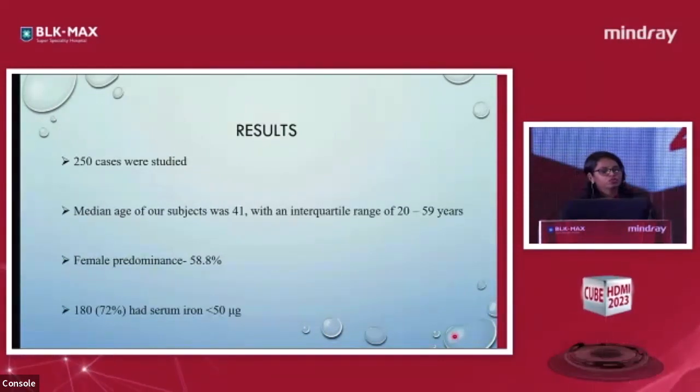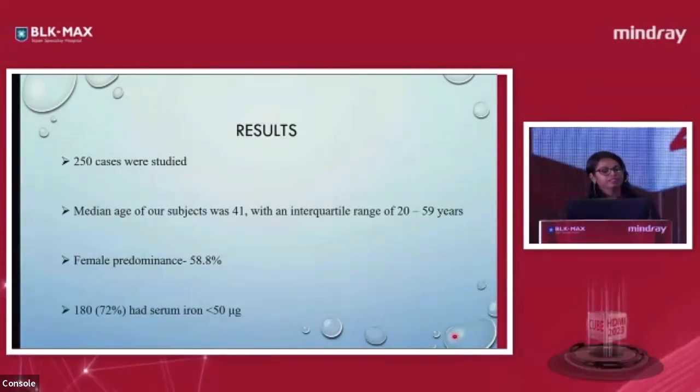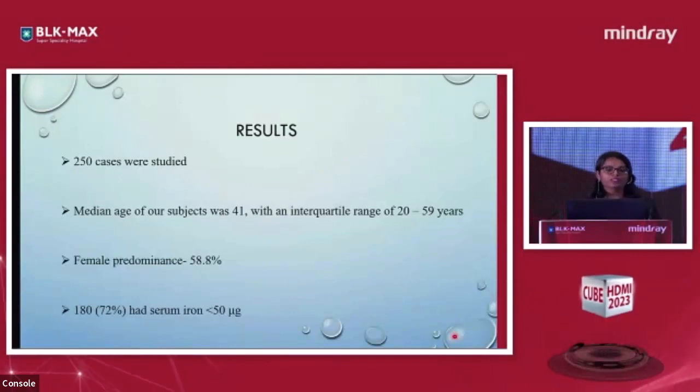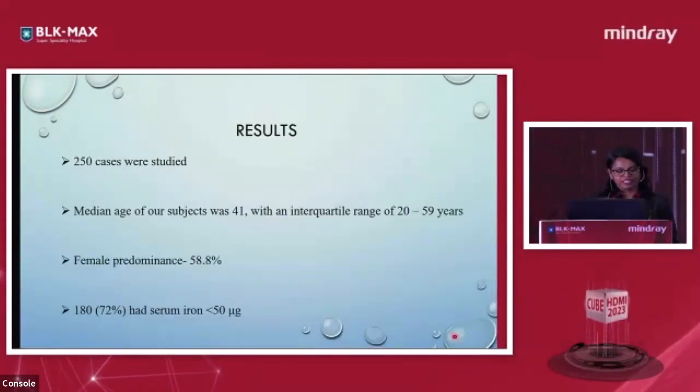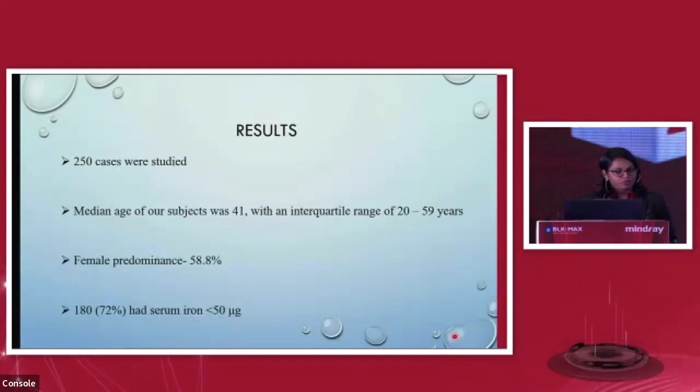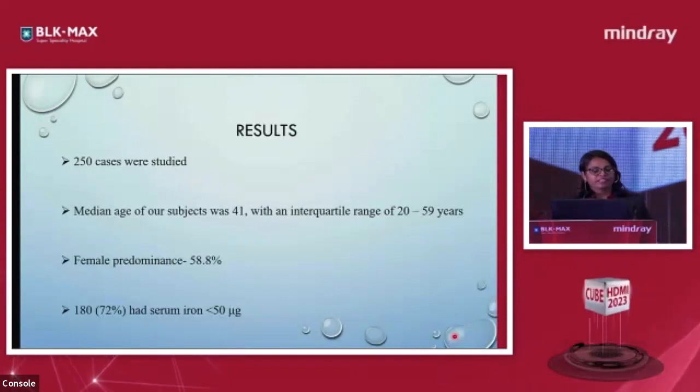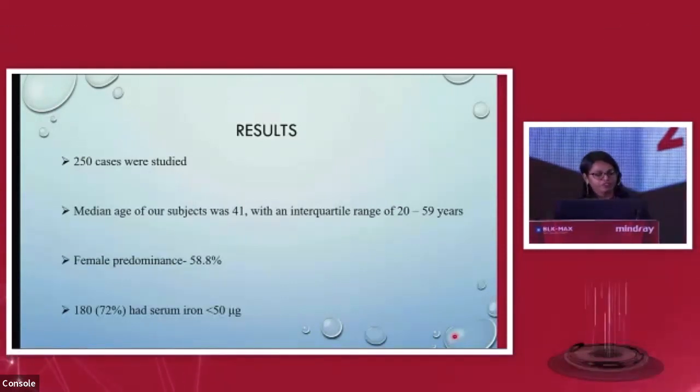So moving on to results, 250 cases were studied. The median age of our subjects was 41 with an interquartile range of 20 to 59 years. A female predominance was noted, with 58.8% of the study population constituting females.